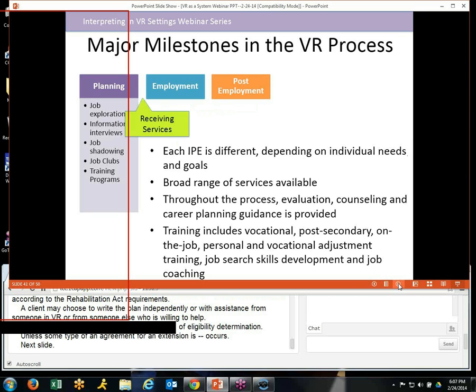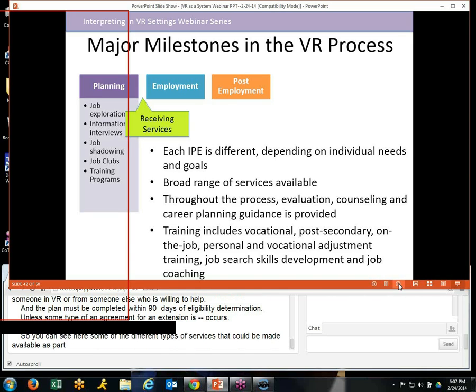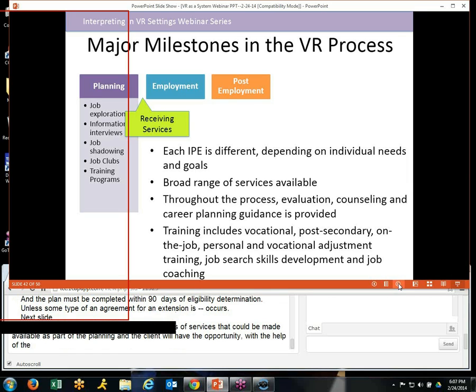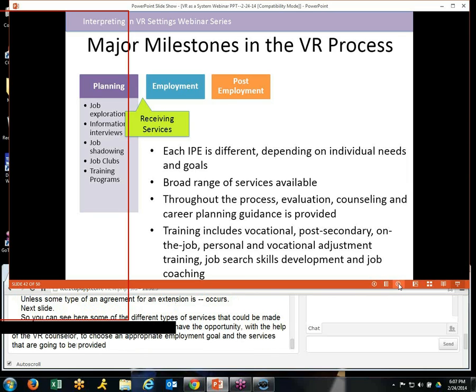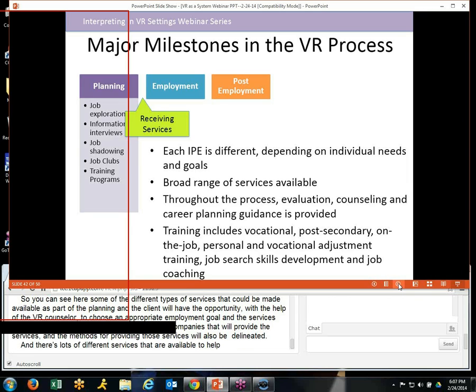So you can see here some of the different types of services that could be made available as part of the planning. And the client will have the opportunity, with the help of the VR counselor, to choose an appropriate employment goal and the services that are going to be provided, the businesses or companies that will provide the services, and the methods for providing those services will also be delineated. And there's lots of different services that are available to help VR clients meet their employment goals.